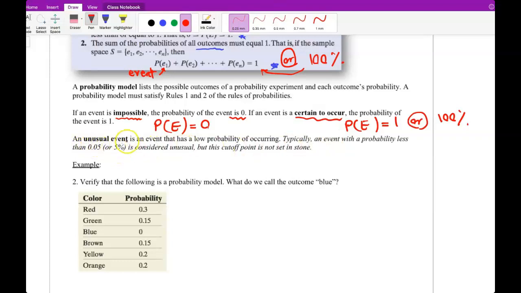Next one is an unusual event. This is an event that has a low probability of occurring, an event with a probability less than 5%. So if you had, for example, the probability of this event less than 5%, then this is an unusual event. So here we have an unusual event.